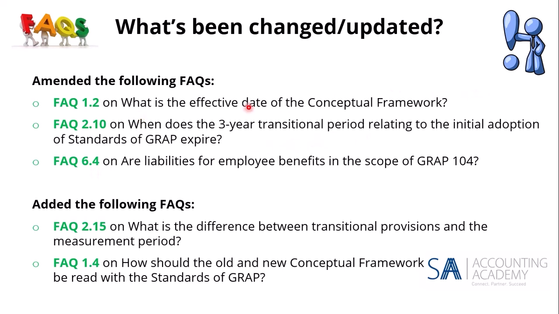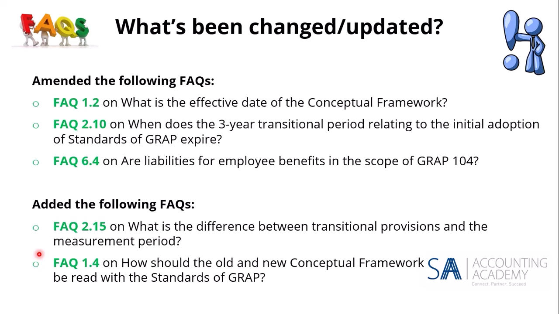Right, so you can see the first one is the effective date of the conceptual framework that's changed. So they have edited those existing ones. Then they've added in 2 brand new ones. Okay, so there's the old and the new conceptual framework, and how should that be read? That's quite an important one because it forms the basis of GRAP.